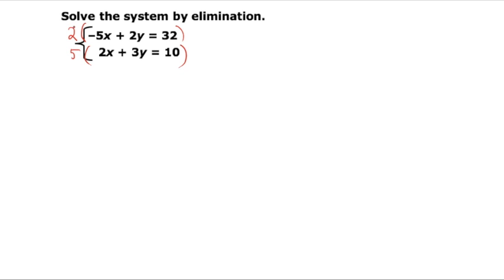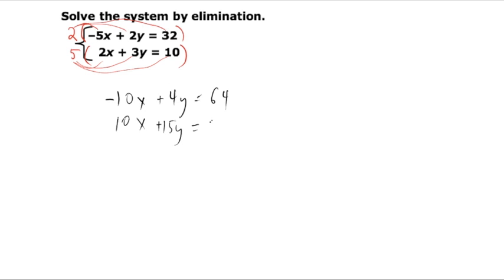So let's distribute. I'm going to distribute this 2 to everything, and then in the second equation I'm going to distribute this 5 to everything. So 2 times -5x gives me -10x. 2 times 2y gives me +4y. 2 times 32 gives me 64. Then on to the next one, 5 times 2x gives me 10x. So again, notice that that's what I want. I want the same coefficient with opposite signs. So then 5 times 3 gives me +15y. 5 times 10 gives me 50.